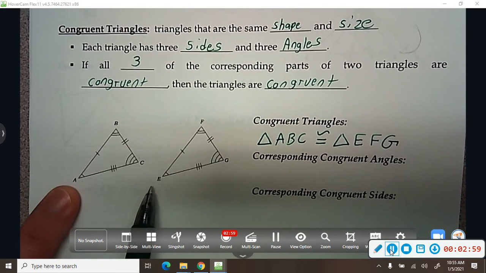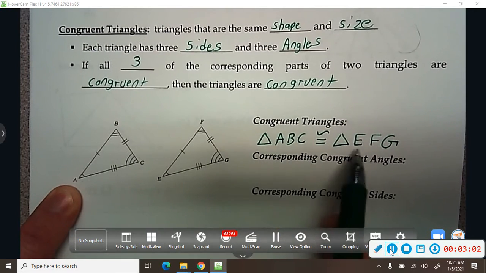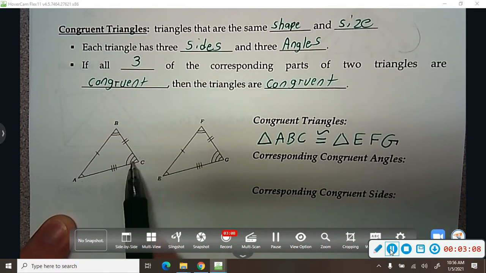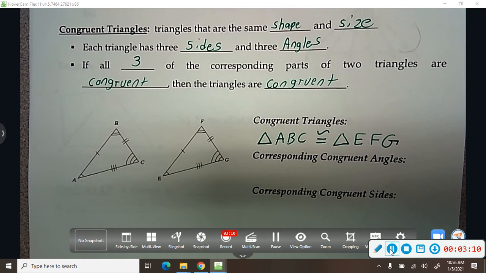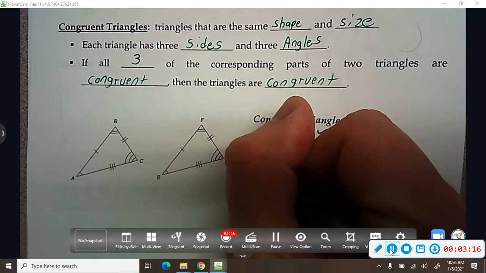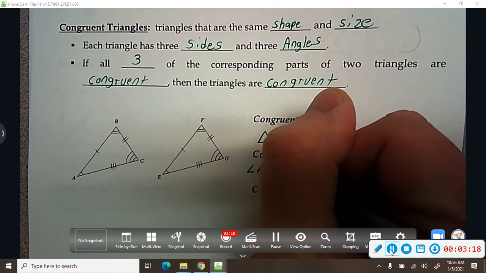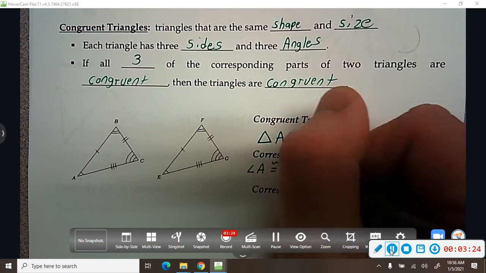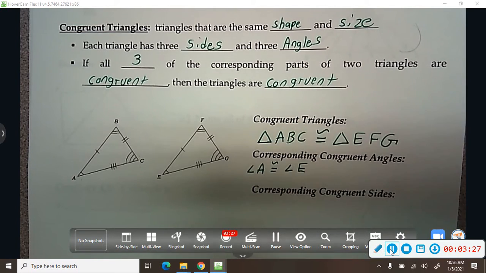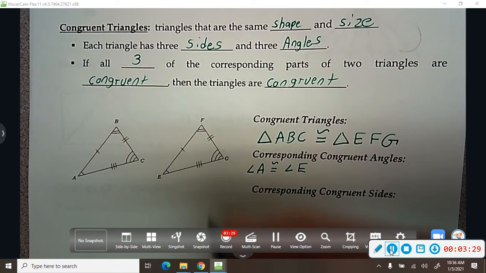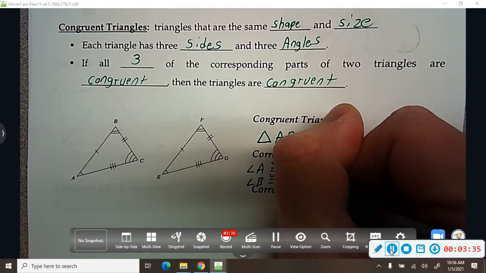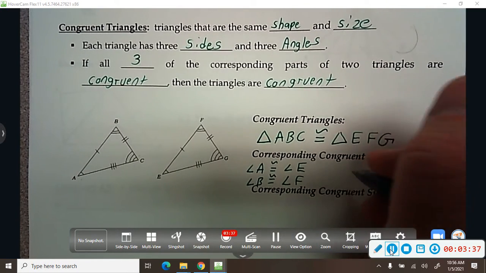So you have to make sure that A and E are in the same space, that B and F are in the same space, and that C and G are in the same space. So that's very important. So what are the corresponding congruent angles? I would say that angle A is congruent to angle E. I'd say that B is congruent to F. And I would say that C is congruent to G.